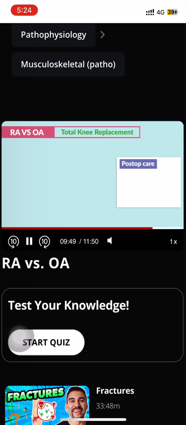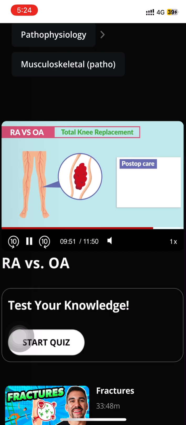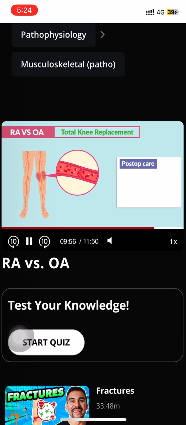Now, post-op care, this is huge. There's a big risk for blood clots in the leg, known as a DVT, as major swelling in the affected knee blocks good blood flow.